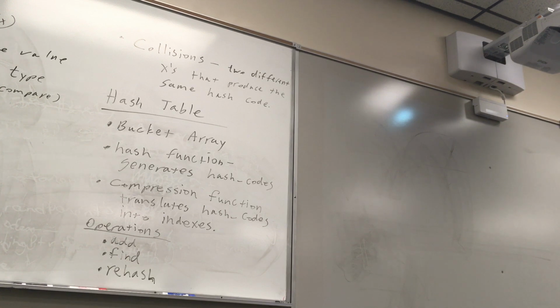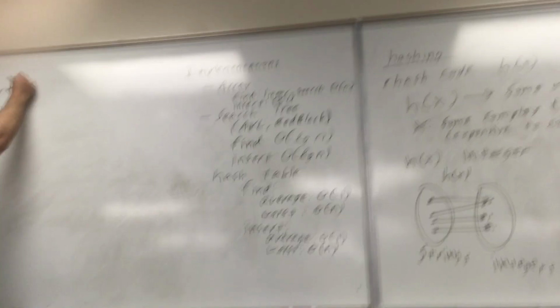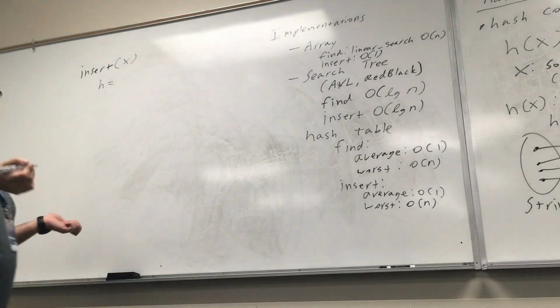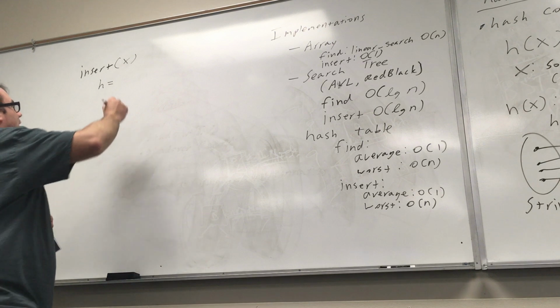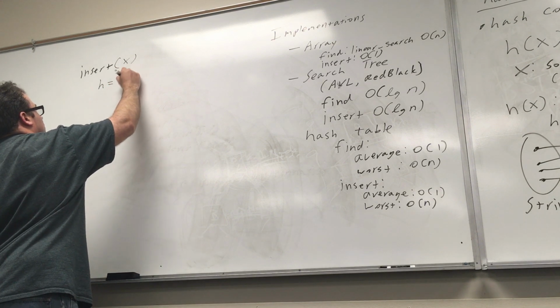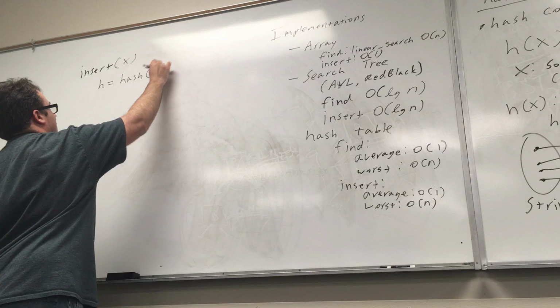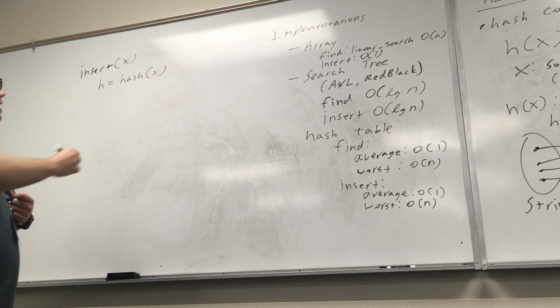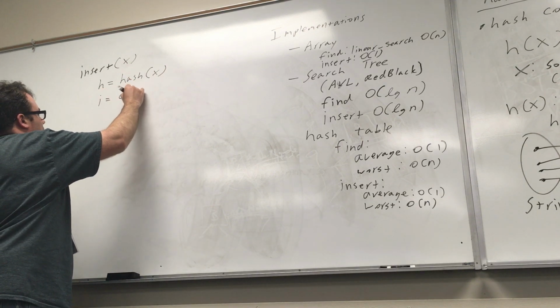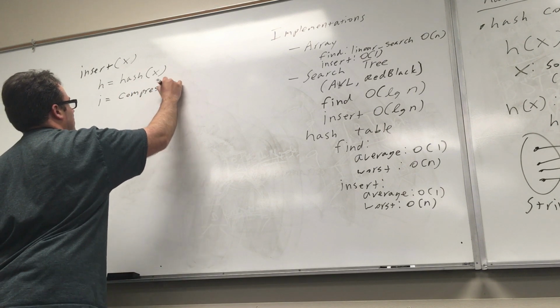So here's the basic idea for how we generate indexes for a hash table. When we insert into a hash table, it'll work like this. We'll get a hash code. So we want to insert some x. And here's the generic idea of what we're going to do. We're going to say that h is equal to whatever the hash function is of x. So we're going to hash x. And then we're going to say i is equal to compress h.